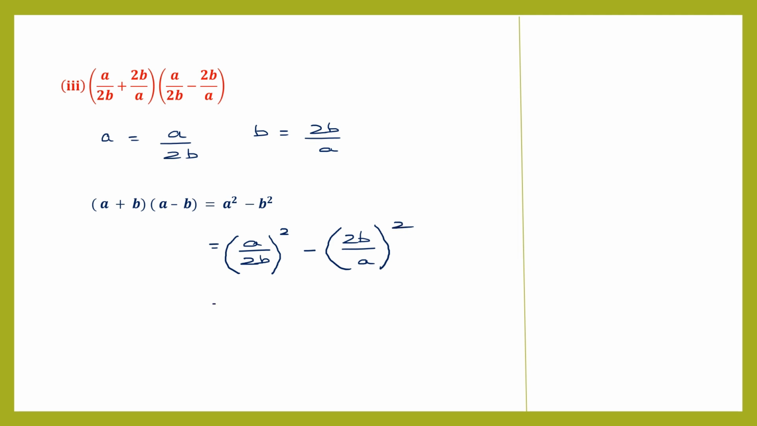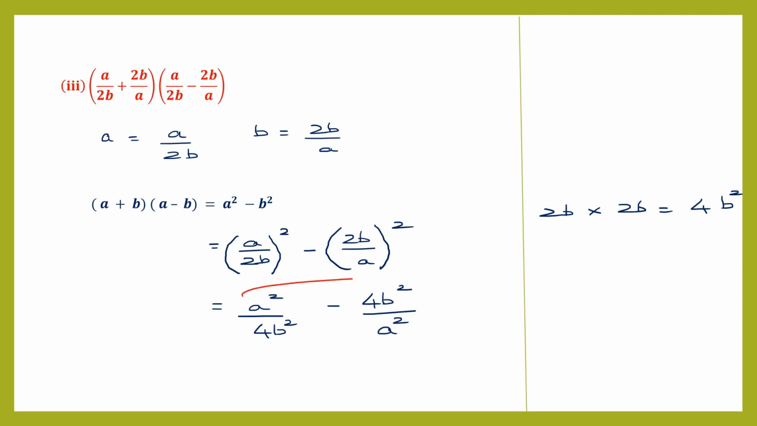Now the square of this means a square. Now 2b square means 2b into 2b. 2 into 2 is 4, b into b is b square. So the denominator is 4b square. Minus, again here we have 2b square, which we found out to be 4b square. In the denominator, a square is a into a, which is a to the power of 2. So this is our answer here: a square by 4b square minus 4b square by a square. Okay, so this is our final answer.